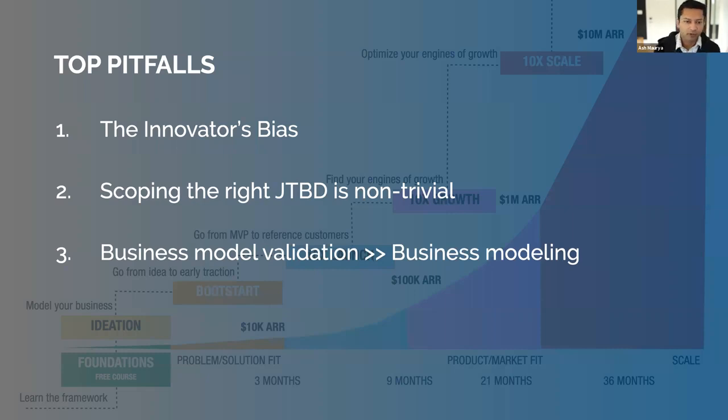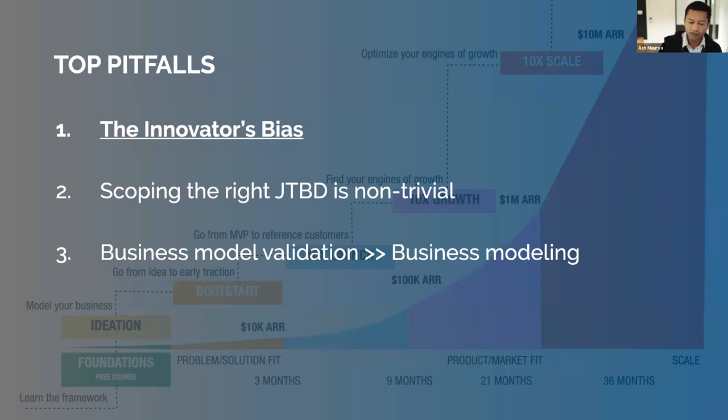But okay, so we'll talk about jobs to be done, and then the last piece is more about this notion of experiments. And I'm just going to lay out how to think about validation, but we'll leave that to any tactical questions that you may want to ask. So let's start with the innovator's bias.